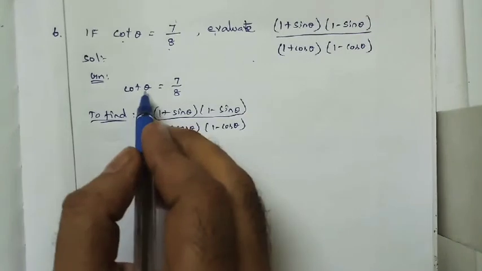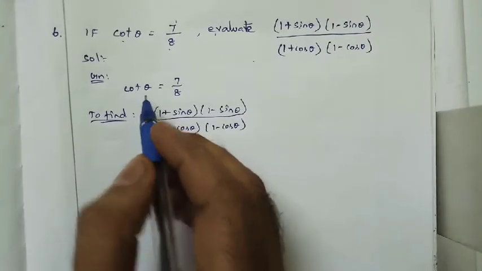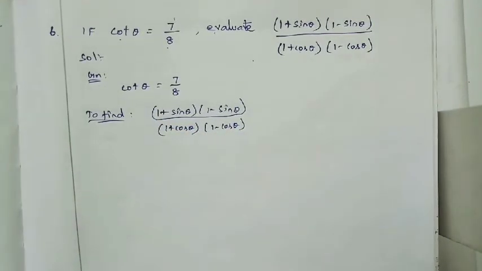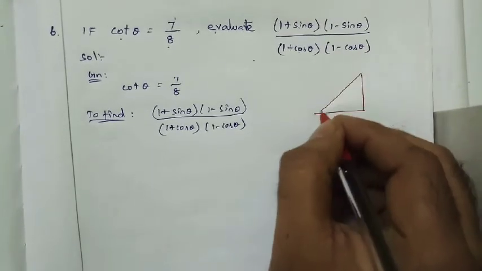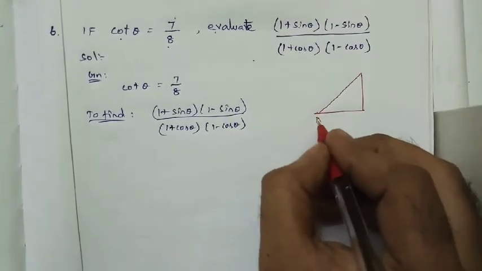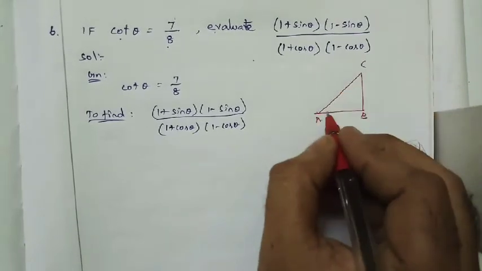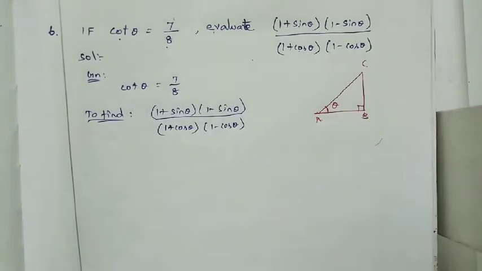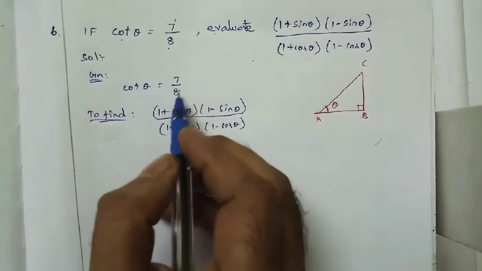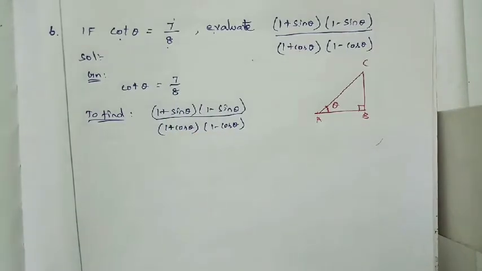So here they didn't give the values of A, B, C. So directly you can take a triangle. In triangle ABC, right, angle A I am just taking as theta, and B is the right angle. Here they have given the form of trigonometric ratios, so cot theta is equal to 7 by 8.